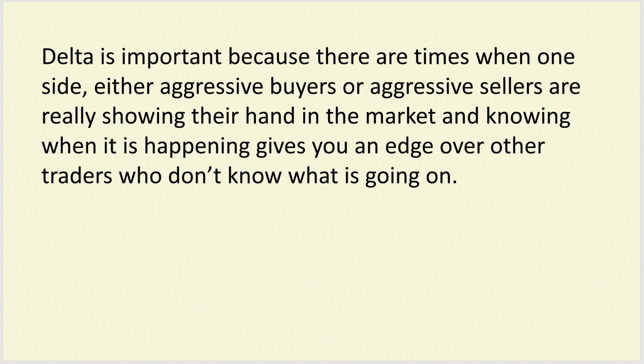So delta is important because there are times when one side, either aggressive buyers or aggressive sellers, is really showing their hand in the market, and knowing when it's happening gives you an edge over other traders who don't know what's going on. And why don't they know? Because they don't understand delta. And to see the delta, you don't need level 2, level 3 data. You can just use the regular data feed that comes from the exchange, from the CME, from NYMEX, from Board of Trade. That's the same data feed that you use in an order flow chart.